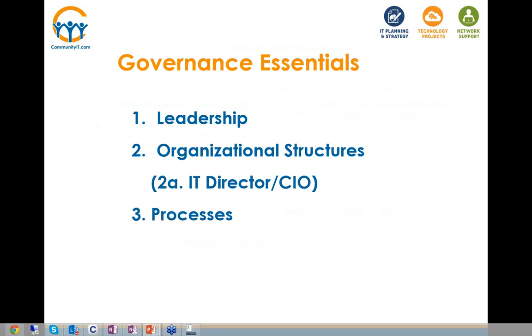Second, you need to have organizational structures that support the proper functioning of IT. Someone needs to own IT within the organization. The best way to do that is to actually have a named position like an IT director or a CIO, and certainly in larger organizations, that's an important position to establish and to staff effectively.